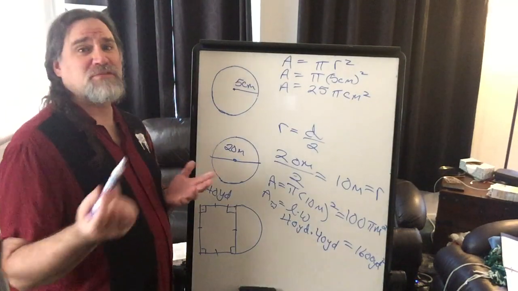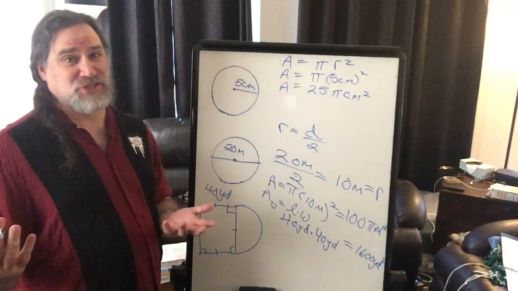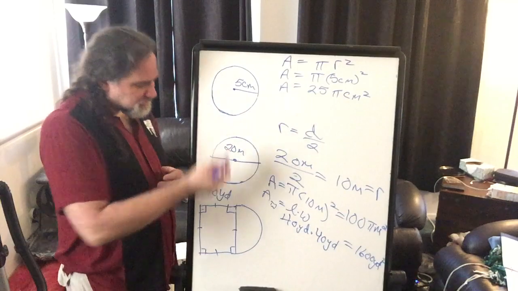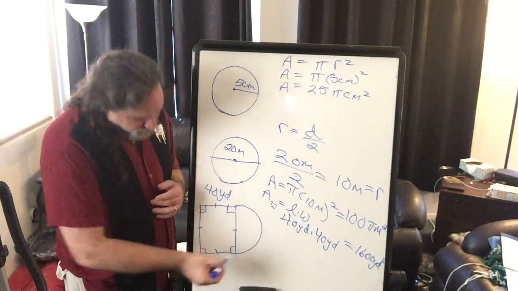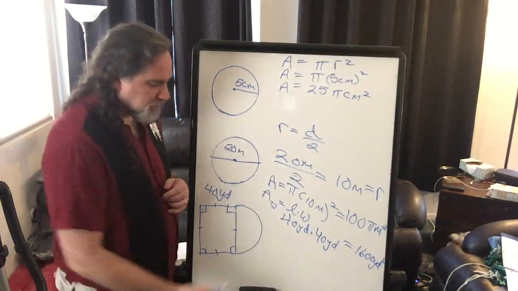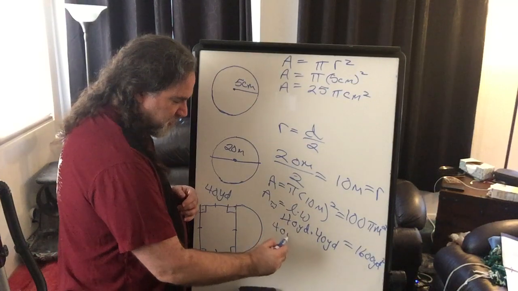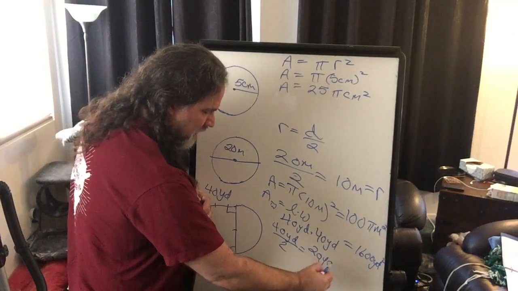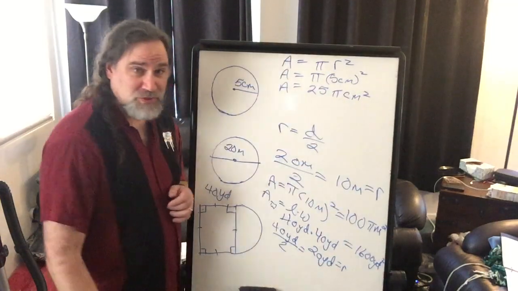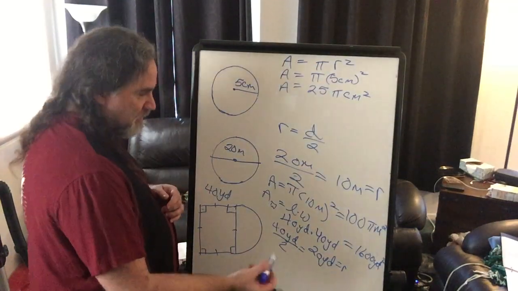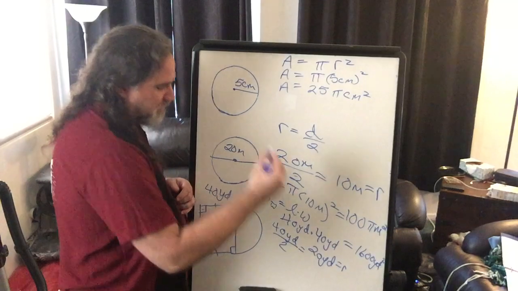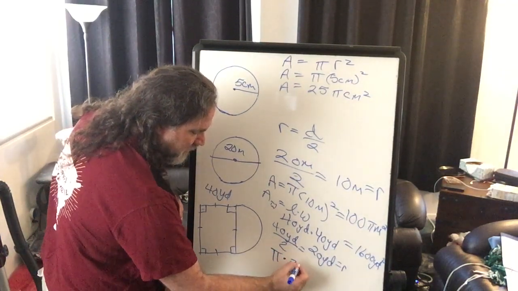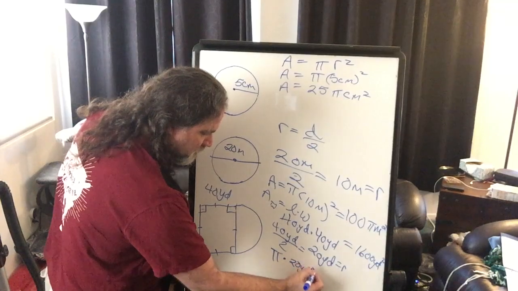But first I have to acknowledge I don't even have a circle. I have half a circle, right? I have a semicircle. And I don't have the radius. I have this distance right here, which I know is the diameter. So first I got to take the 40 yards and divide it by 2. And that's going to get me my radius of my semicircle. Then I get to use my formula here of pi times 20 yards squared.